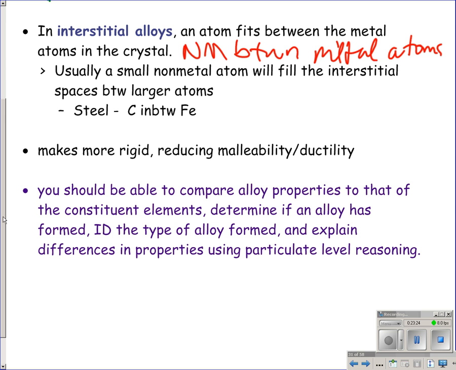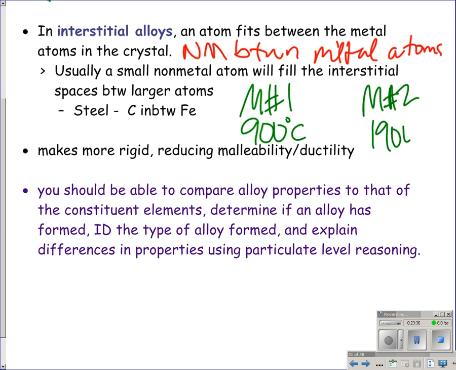So if, like I said, metal mixture number 1 had a 900 degrees C melting point, and then mixture number 2 had a 1900 degrees C melting point, which was the alloy number 2, so it's going to create some sort of desirable characteristic. They would have more data for you, but that's just a quick example. Determine if an alloy has formed. So it might talk you through a process, and if there's two metals coming together, it's probably an alloy.